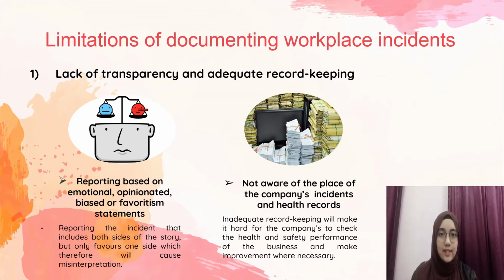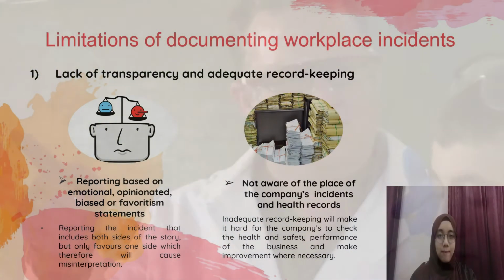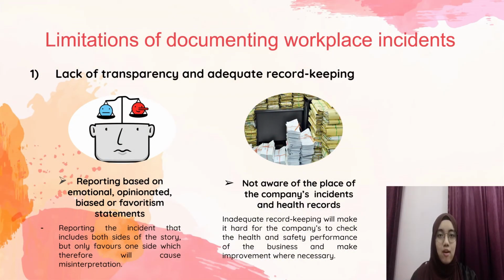In addition, inadequate record keeping when it comes to workplace safety and risk. Usually, work health and safety record keeping is the least favorite job in the workplace. Many have yet to realize the importance of maintaining good documentation and often feel as if they have the least responsibility to safely keep the workplace safety and health records. Proper record keeping is a necessity as records are vital to risk management. Inadequate record keeping will make it hard for companies to check the health and safety performance of the business and to make improvements where necessary.